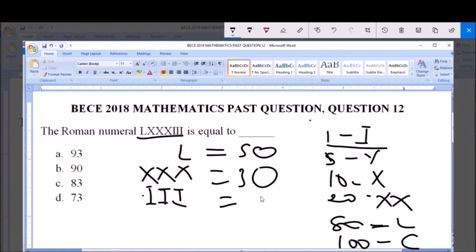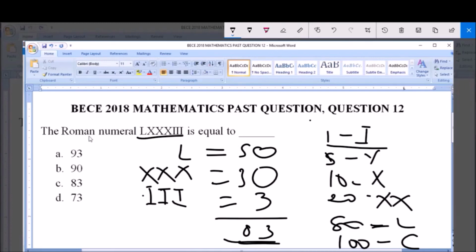So now let's add this up. What will it give us? 0 plus 0 plus 1 will give us 1. And 5 plus 3 will give us 8. So therefore, LXXXI in Roman numeral is equal to 83.